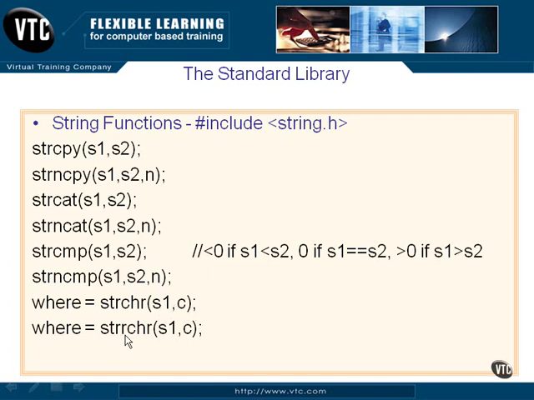strrchr starts at the end of S1 and works its way backward, looking for the character. So we would start here, let's say, if this was our string, and we would look backwards trying to find a letter. And then if we found it, we would return the address.